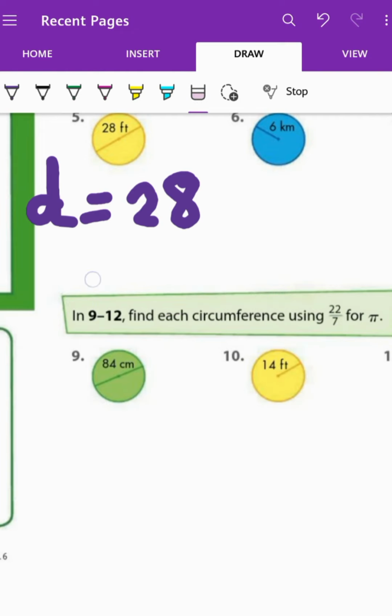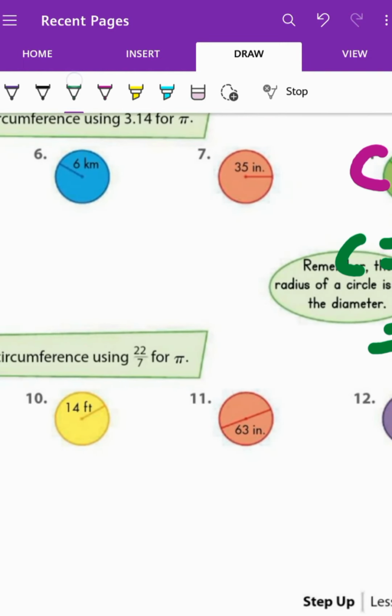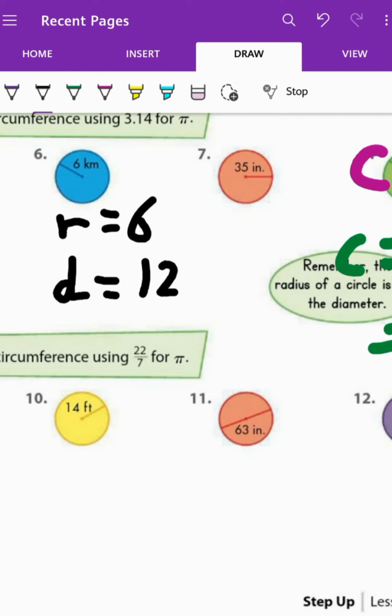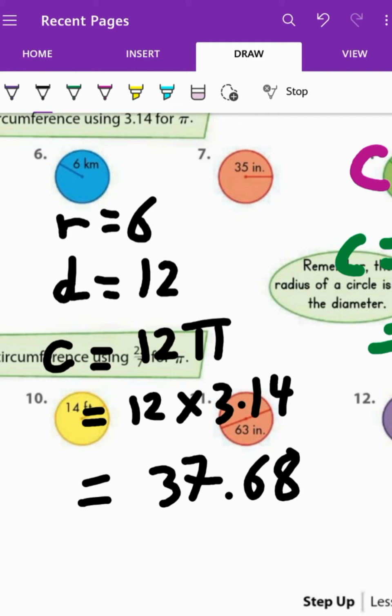Now, let us take another question. The first thing you have to determine is whether it is a radius or a diameter. It's the radius. So you write R equals 6. That means D equals 12. That means the circumference equals 12 pi, which is 12 multiply 3.14. And this equals what? It is 37.68. What is the unit? Kilometer.